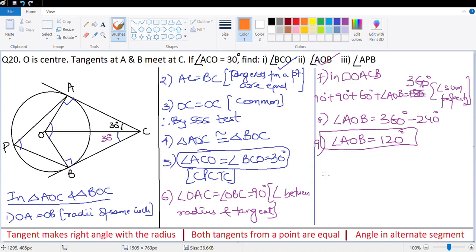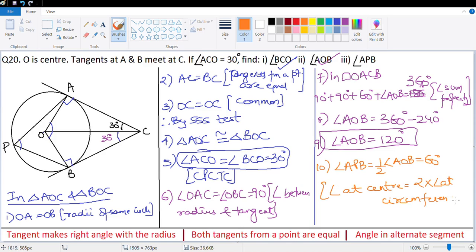That brings me to the last part, which is angle APB would be half of angle AOB is equal to 60 degrees. Reason for this, angle at center is equal to 2 times angle at circumference. So this part of the question also done. So all 3 parts of the question done. Let's look at the next one.